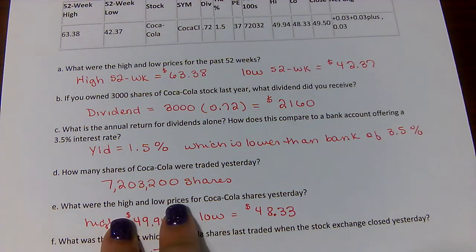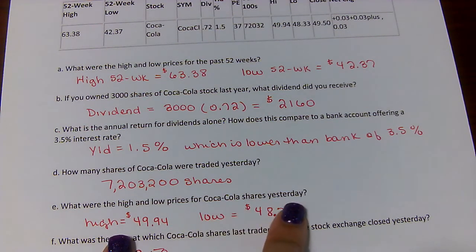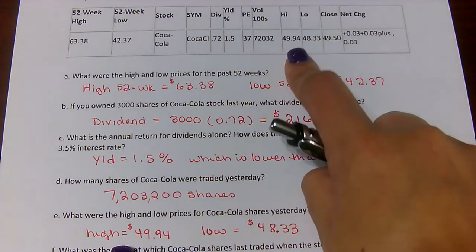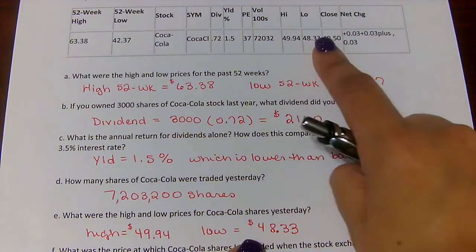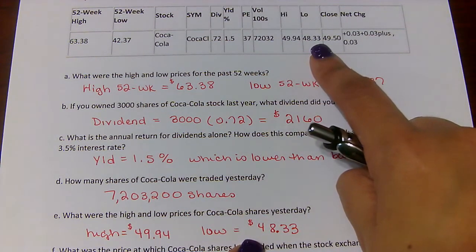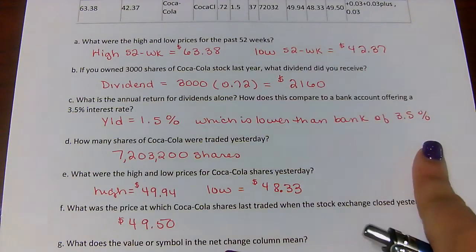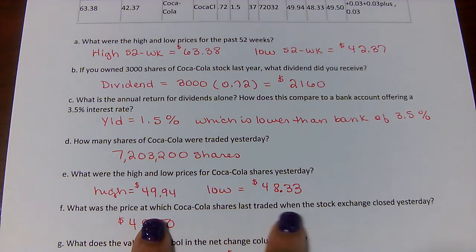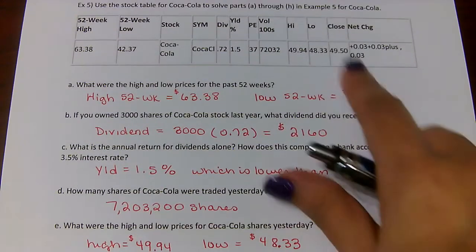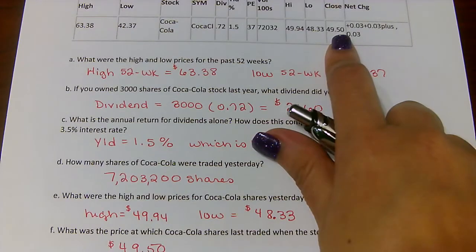What were the high and low for Coca-Cola shares yesterday? High was $49.94. The low was $48.33. What was the price at which Coca-Cola shares last traded when the stock exchange closed yesterday? So that's when you go to close. You can see it closed at $49.50.